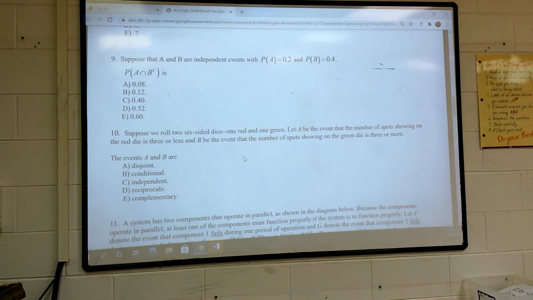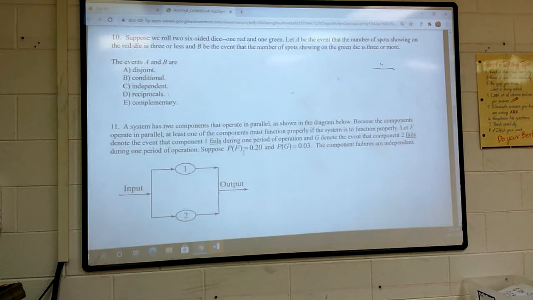So number 10, suppose we roll 2 six-sided dice, one red and one green. Let A be the event that the number of spots showing on the red die is 3 or less, and B is the event that the number of spots showing on the green die is 3 or more. Are they disjoint events? Can they happen at the same time? Yes, so they're not disjoint. Disjoint means they can't happen at the same time.